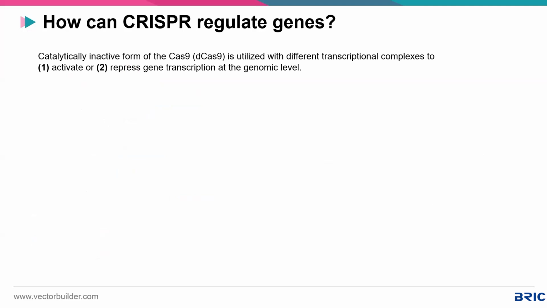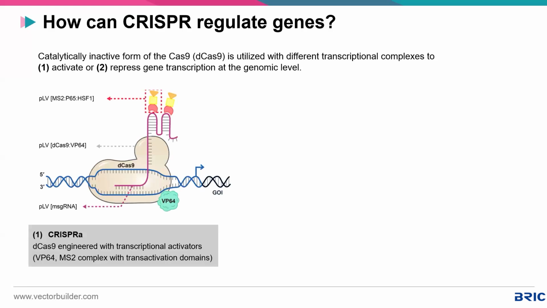One of the other applications is using the CRISPR system to regulate genes. So the principle here is that a catalytically inactive form of Cas9 is used. It can be directed by the guide RNA to a target site, but it cannot induce a double-stranded break. And then this dead Cas9, dCas9, is fused with different transcriptional complexes, whether for activation or repression, so that those processes can happen at that specific target site. Using CRISPR to regulate genes, you can either activate or repress gene transcription at the genomic level.